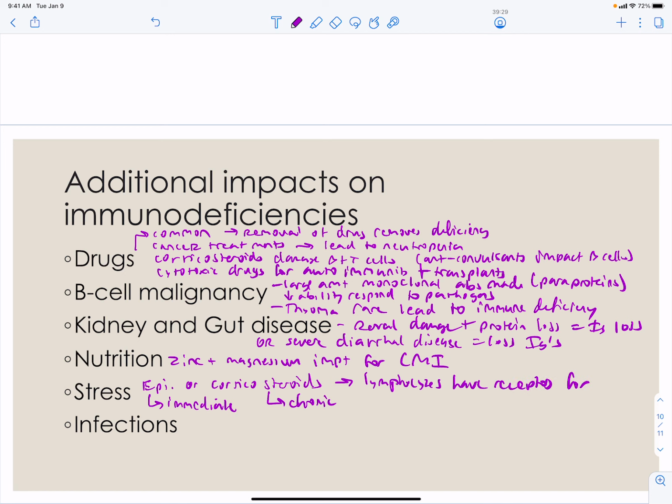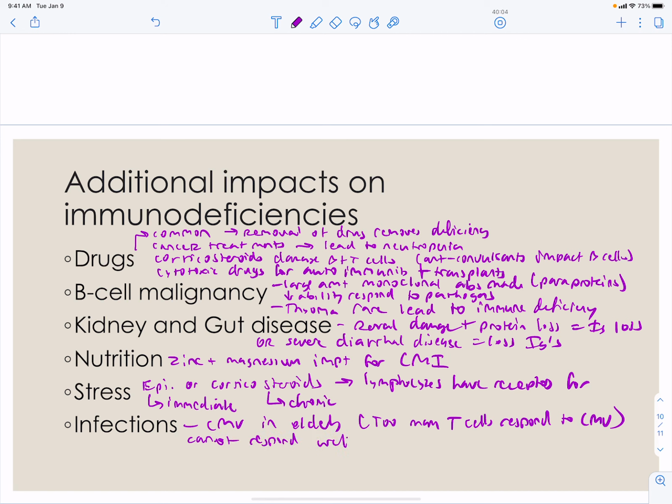And then infections, you have, of course, CMV in the elderly. With respect to CMV, the T cell response is going to become oligoclonal, so there are too many cells with CMV specificity. And so you simply don't have enough to respond to other pathogens. And this is primarily in the elderly.